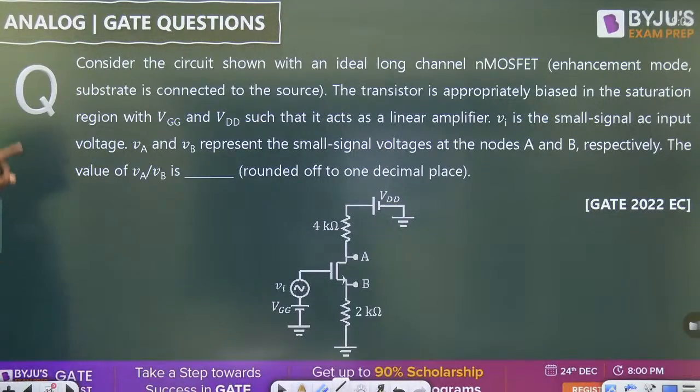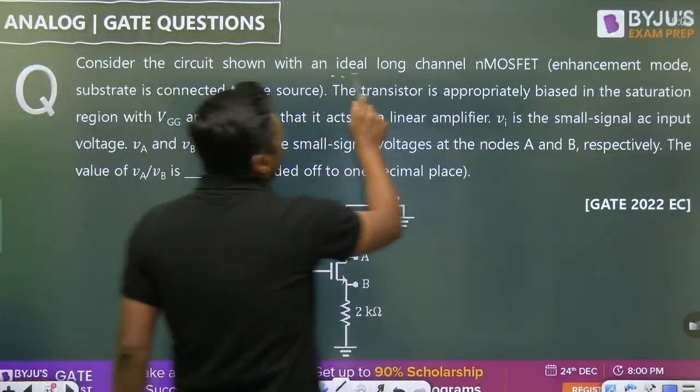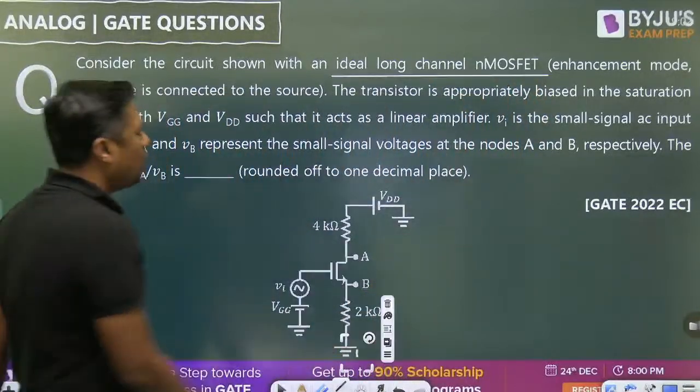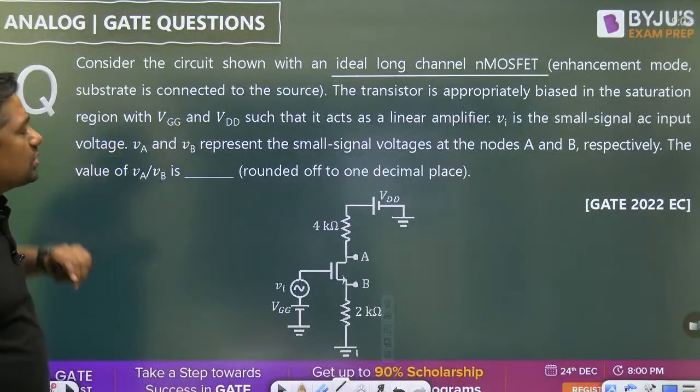Don't worry. Now, this type of question: consider the circuit shown with an ideal long channel N MOSFET. Watch the diagram. It is an N MOSFET. No need to read all this. The substrate is connected to the source.